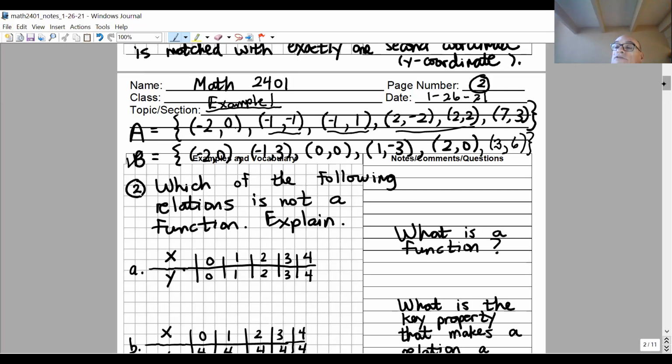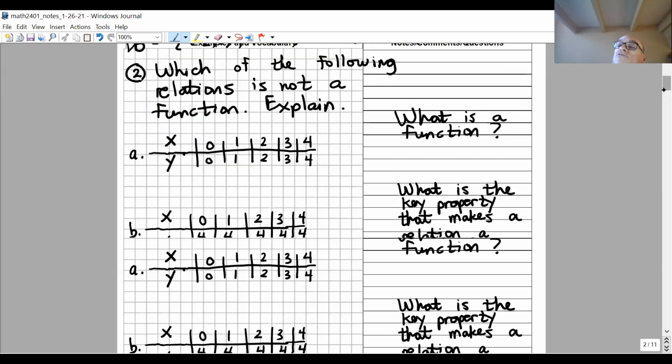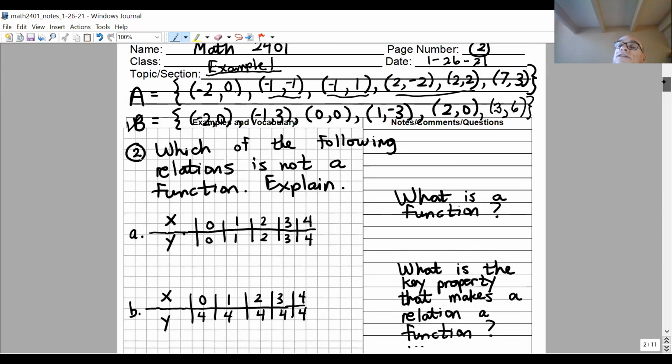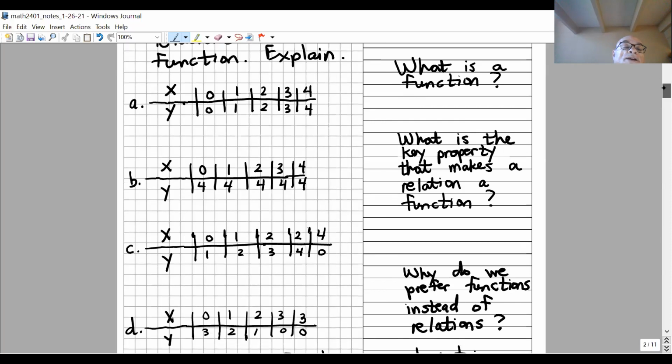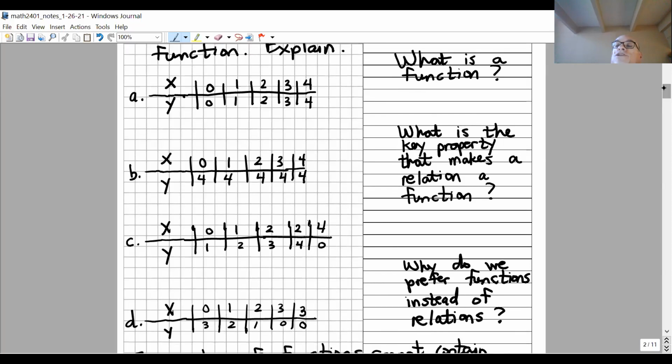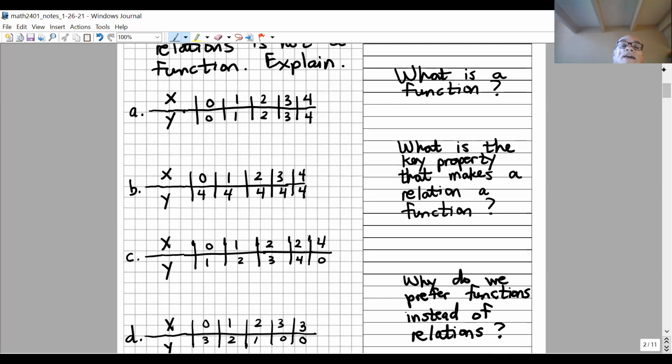Let's quickly go through, we have just enough time, and I want you to tell me, you can all answer me at once, which of these is going to be a function and which is not. They're all relations, but some are functions and some aren't. So what about A? Is that a function or not a function? Yeah, that is a function.